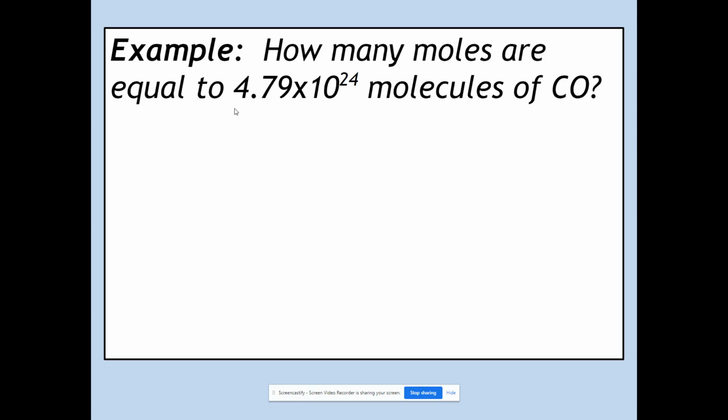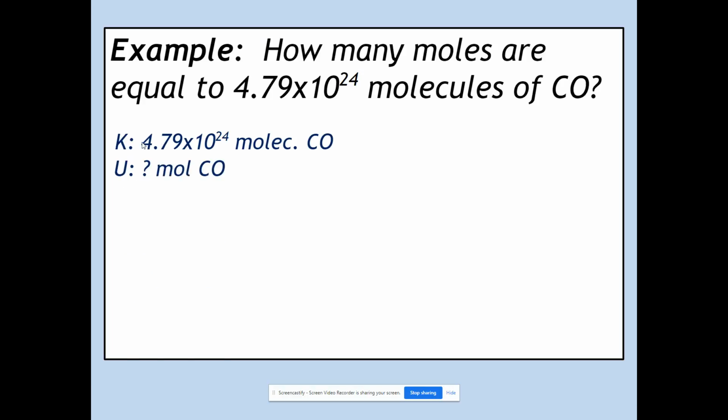So conversely, we're going to ask how many moles are equal to this many molecules. In this example, we are working with carbon monoxide, carbon single oxygen. So we know that there are this many molecules. Now hold on. Let's look at the exponent here, and predict. We know that a mole is 6.02 times 10 to the 23rd. So already can we predict, is our final answer going to be more than 1 mole or less than 1 mole?